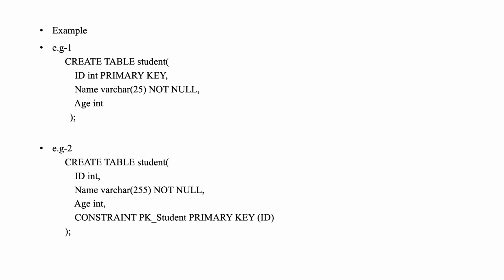Okay, so create table student, id, data type int, primary key. Here we are applying primary key on id column. Okay, second example, create table student, we are mentioning columns id, name, age, comma, then applying primary key constraint. So keyword is constraint, pk underscore student is primary key name, then primary key keyword and name of the column id. Here we are applying primary key on id column.